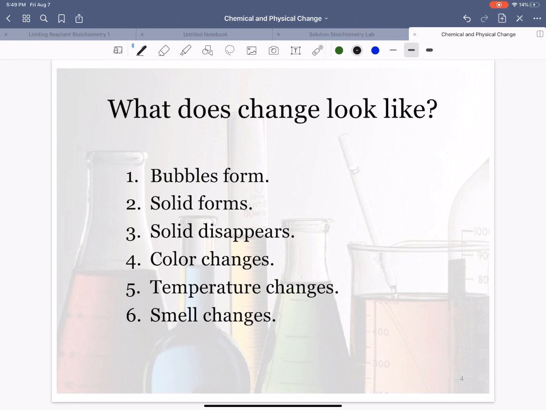In order to understand chemical and physical changes, we need to first consider, how do we know changes happened? And so in our class, there are going to be these 6 evidences of change. Bubbles form, solid forms, solid disappears, color changes, the temperature changes, or the smell changes. And many times several of these happen at once. When this change happens, is that chemical or physical? It could be either. What matters is, did the smallest unit change?